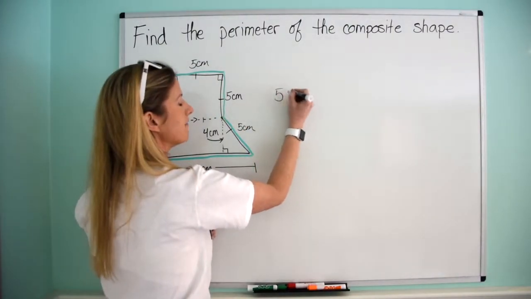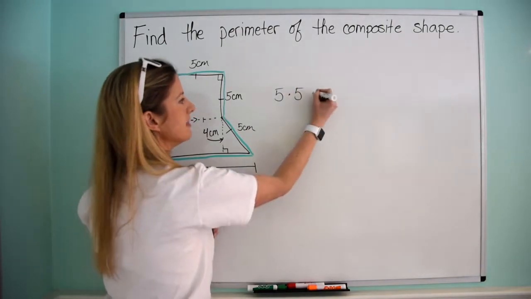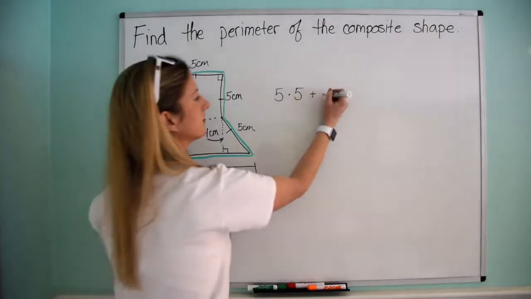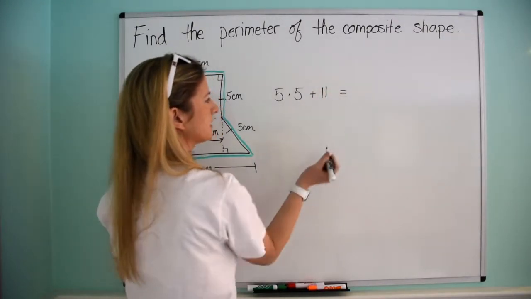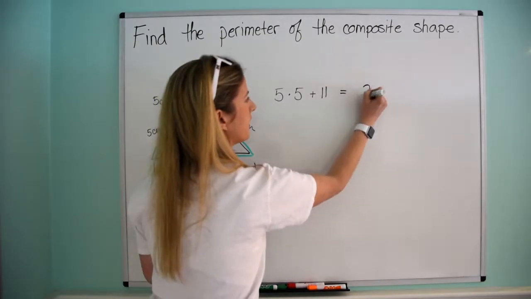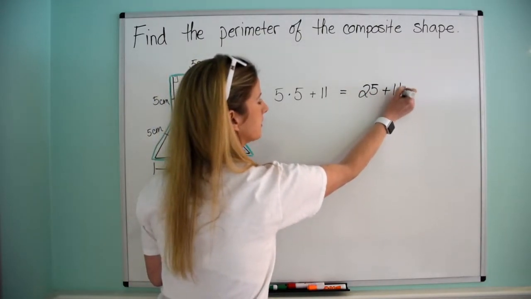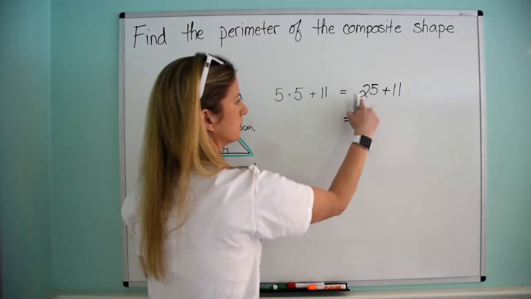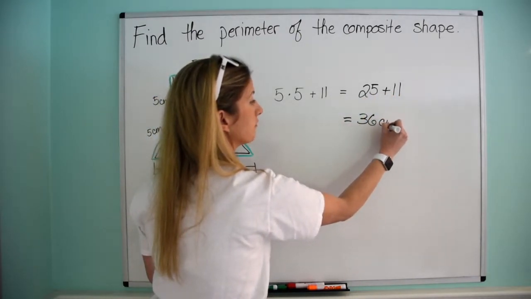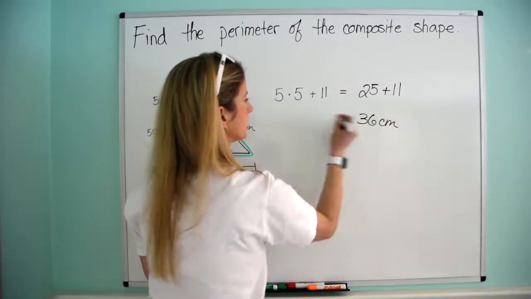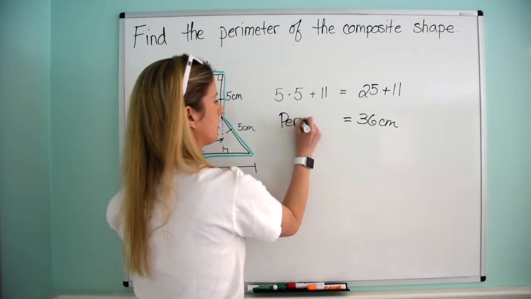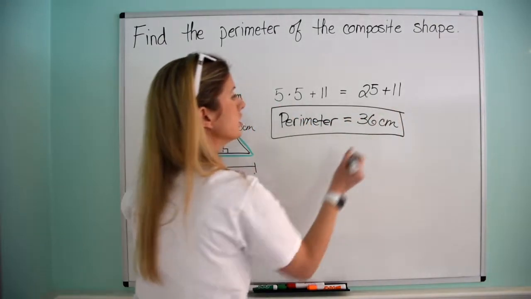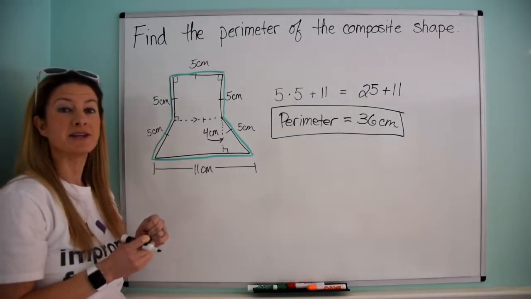So it's going to be 5 times 5 and then plus the only side that's remaining, which is 11. So plus 11. That equals 5 times 5 is 25, plus 11. 25 plus 11: 5 plus 1 is 6, 1 plus 2 is 3, so 36. And then don't forget your units. Centimeters. I don't need to put an S on that. Perimeter. And there we go. The perimeter is 36 centimeters.